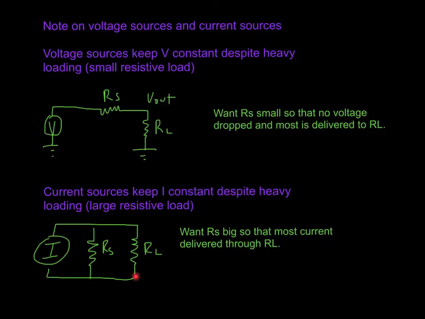All right, and again, let's go back here. Here you want RS to be small so that most of the voltage gets delivered to your load. So a good voltage source delivers all the voltage that you have at the beginning. V out equals V in, if RL is big. A good current source delivers all current to RL. That works if RL is small, or rather RS is big.